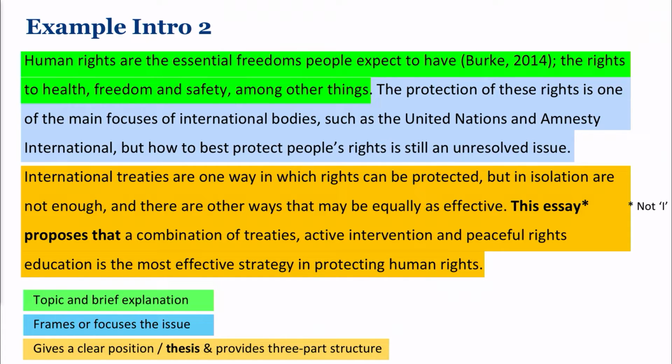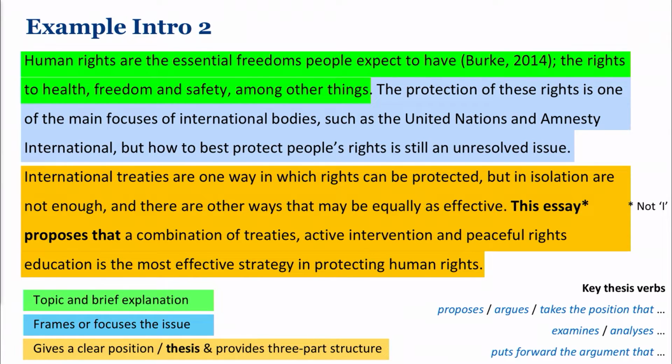This is a much better introduction, and it doesn't use I, it uses this essay, proposes that. There are lots of verbs you can use in your thesis statement: proposes, argues, examines, analyses. This is a really good example.